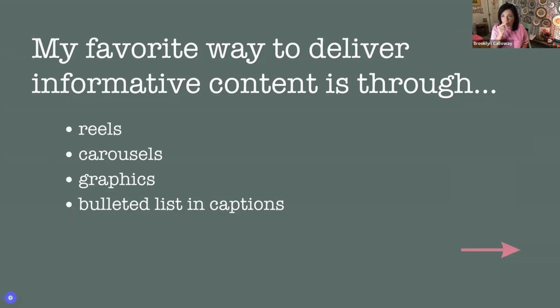Carousels, where they can flip through and see what you do. Graphics, that's very easy. We do this. And a bulleted list in the captions. Here are the services we offer, and be very specific, not only for the people that read it and hear it, but also for Instagram.